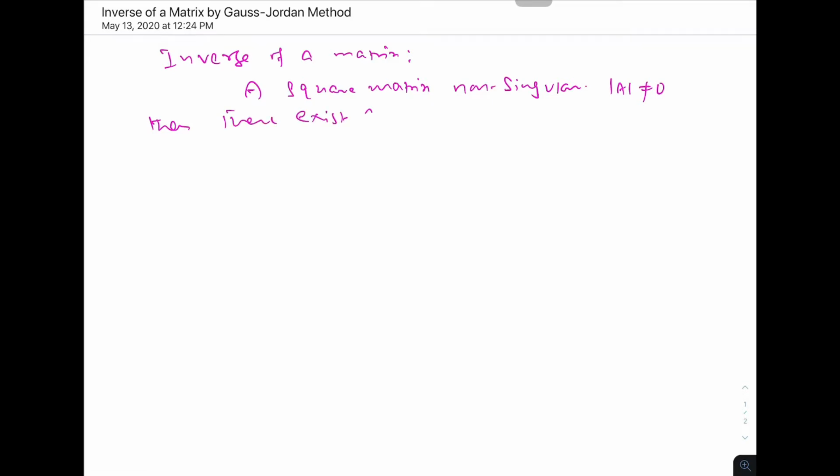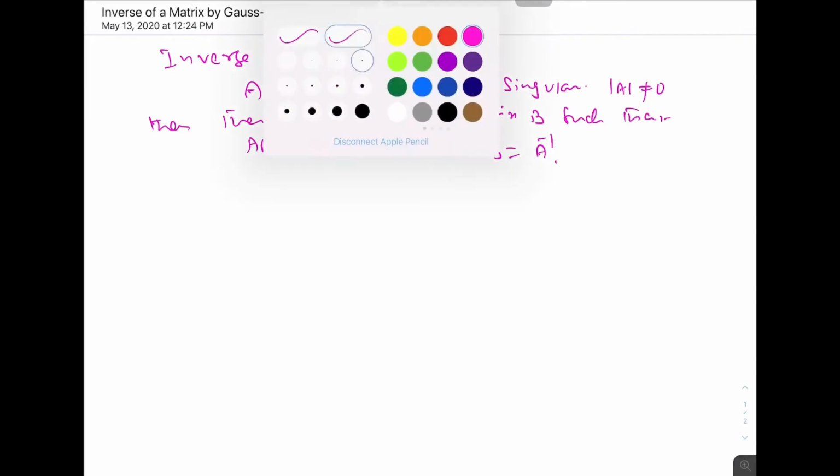So if you are having a square matrix A, and which is non-singular, non-singular means its determinant should not be equal to 0, determinant A not equal to 0, then there exists another matrix B such that AB equal to BA equal to identity matrix. Then this B is called inverse of A.